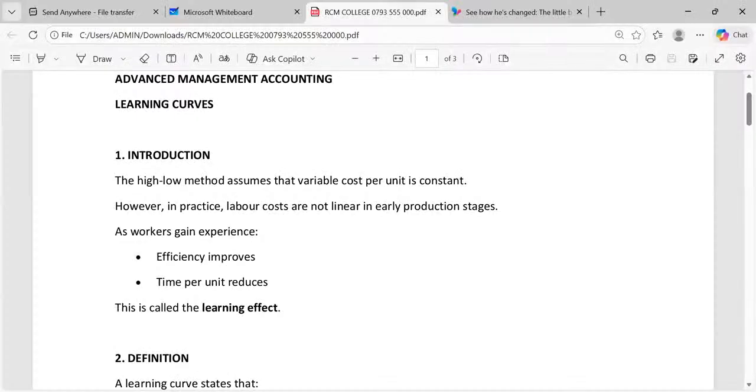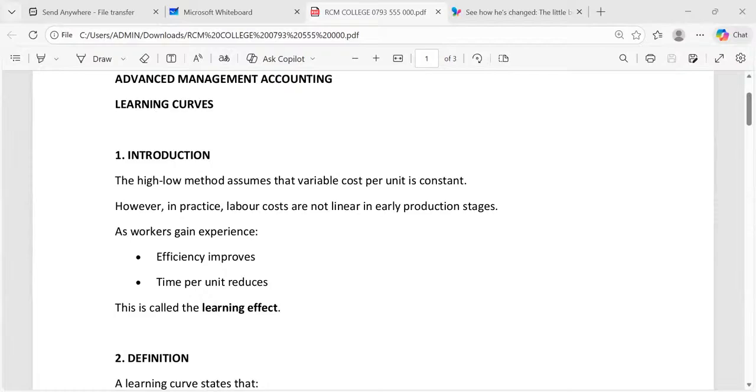I have this handout. So the most important thing, ladies and gentlemen, you're supposed to know here is that most of these prediction methods, could be high-low method, regression analysis, assume automatically that cost per unit, like this variable cost per unit, will always remain constant. Variable cost per unit will remain constant. However, in practice, especially labor costs cannot remain constant in all the stages.